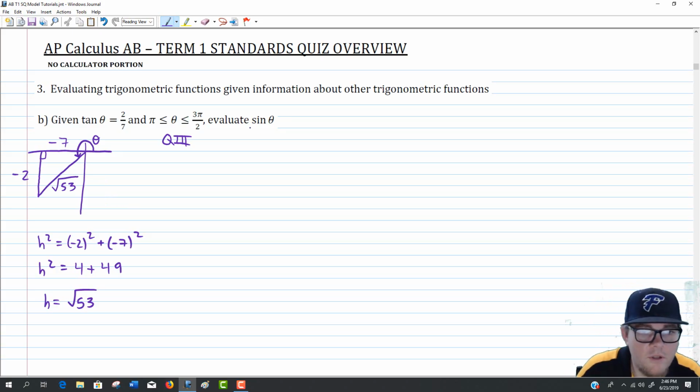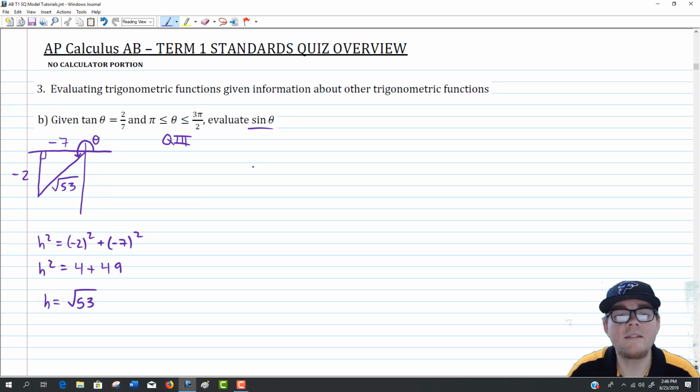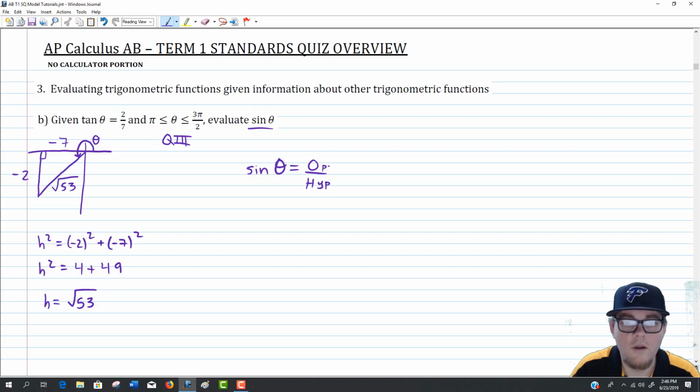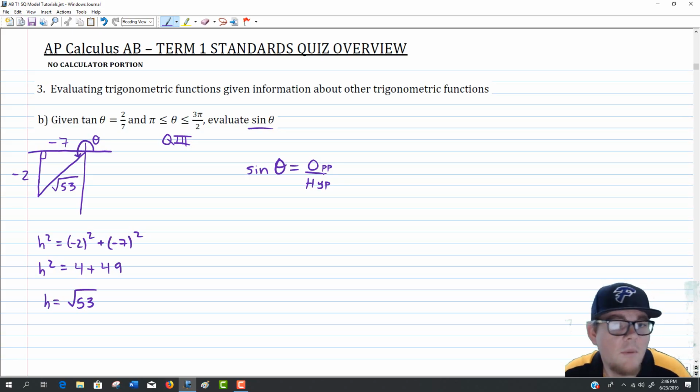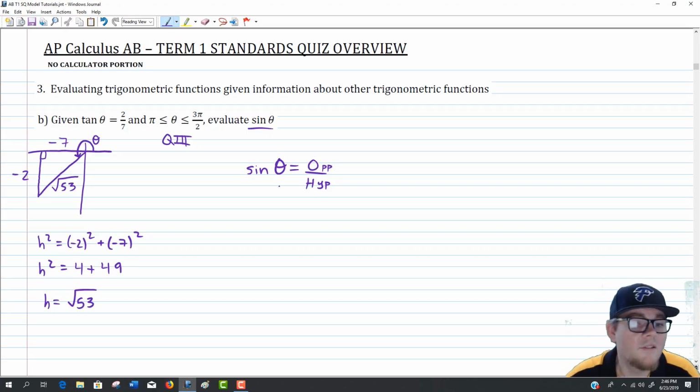Now, though, our question is, of course, what ratio are we trying to evaluate? And this asks us to evaluate the sine of theta. Well, sine of theta is opposite over hypotenuse. So if you're looking for the traditional SOHCAHTOA acronym, it actually begins that. So sine: opposite over hypotenuse. And so now we just need to look at what the opposite and hypotenuse are relative to that angle theta. So for our angle theta, opposite is going to be -2, and hypotenuse is going to be root 53. And there is our ratio.